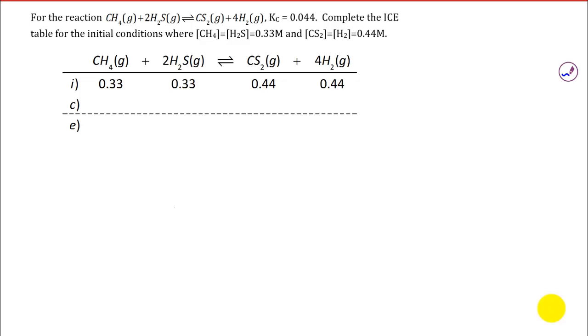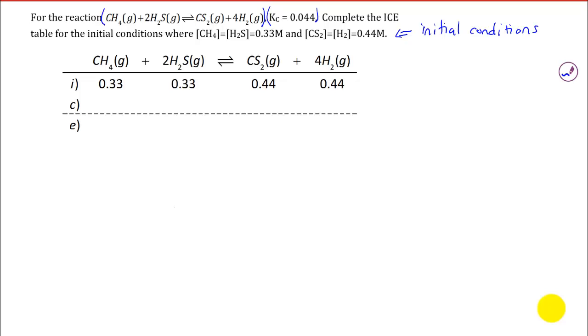Hi, Chem students. We've got a problem here where we're given a reaction, some initial conditions, and we're just asked to complete the ice table. So just to recap what we have, right here's the reaction it's given to us, and right here's the equilibrium constant, and over here you'll find the initial conditions. Those are all given to us in the problem.